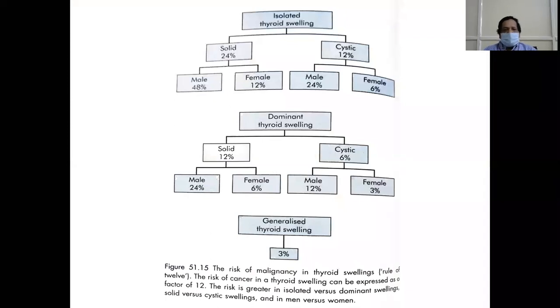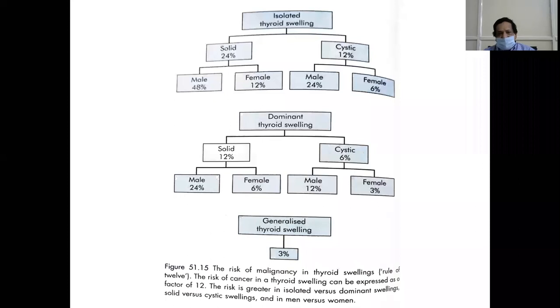Now, we are more concerned about either isolated thyroid swelling or a dominant one. As I told you, benign thyroid disorders like benign neoplasms are overshadowed by the malignancy. If you take isolated thyroid swellings, around 24% may be solid and another 12% may be cystic. Solid isolated thyroid swellings are more common in males, 48%. They are less common in females, 12%.